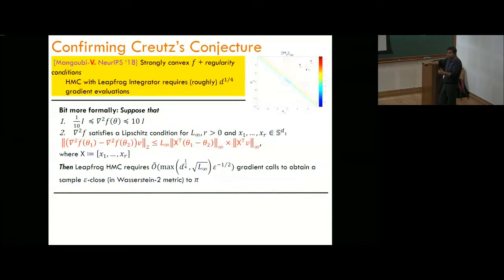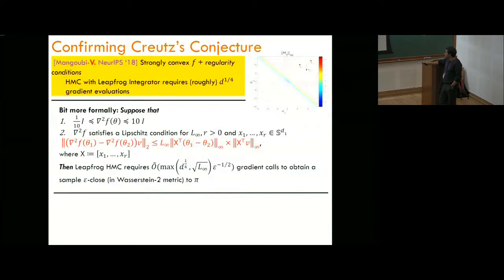So epsilon is a measure of closeness to this distribution, and the measure that we have is the Wasserstein 2 metric. Okay, whatever that means. It's just some way to measure distances between probability distributions. So this is the theorem. It's an informal version, but yeah.